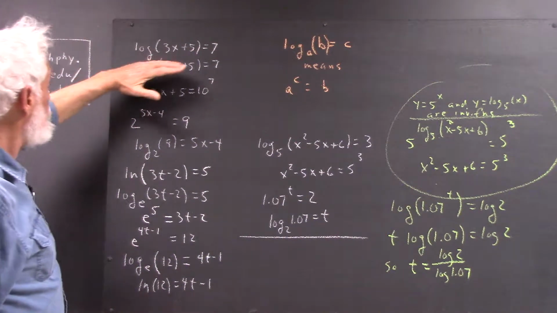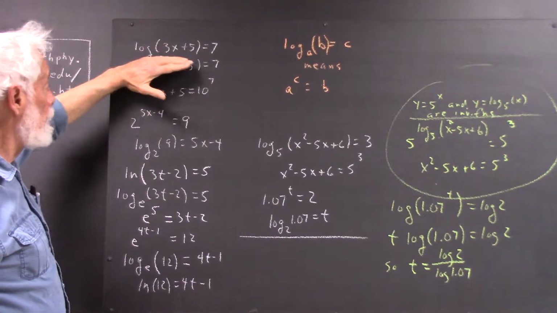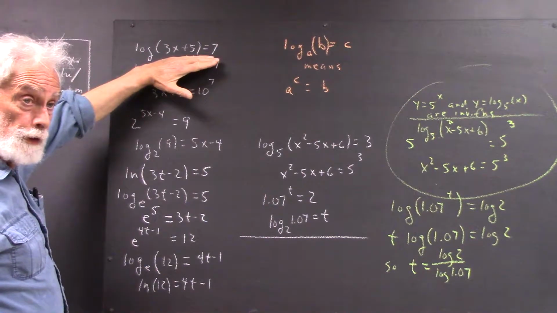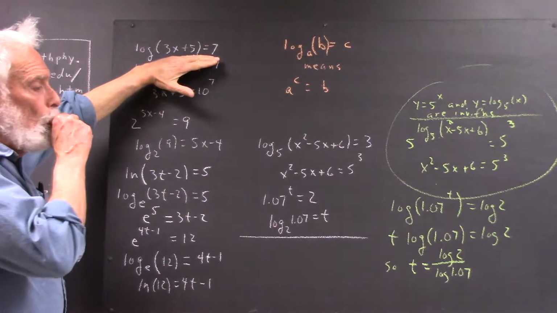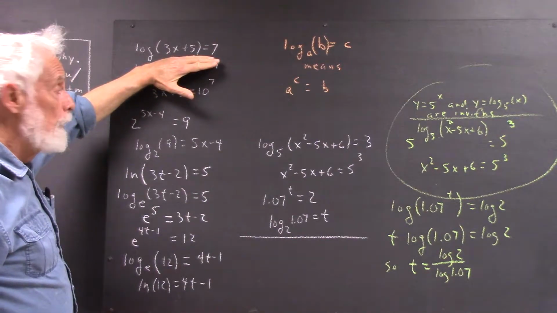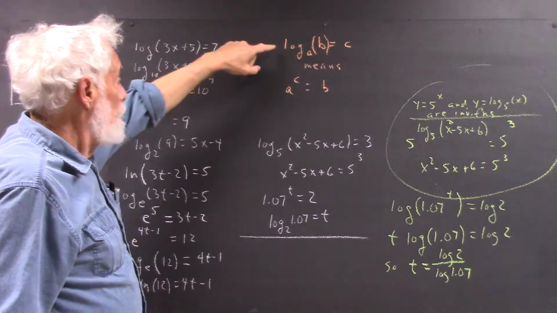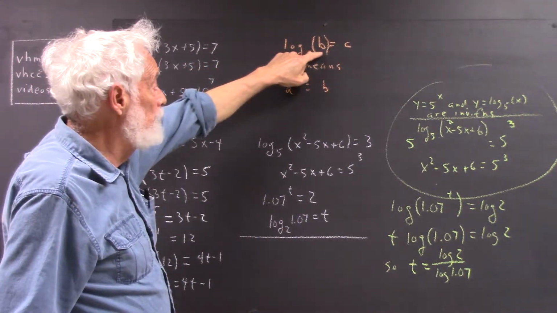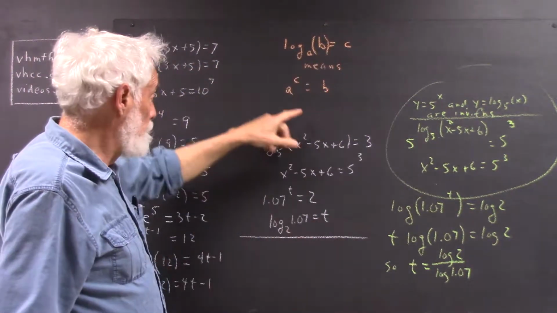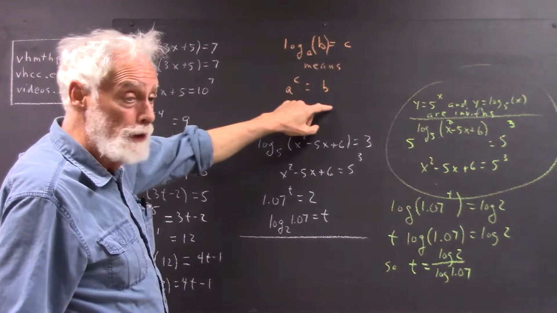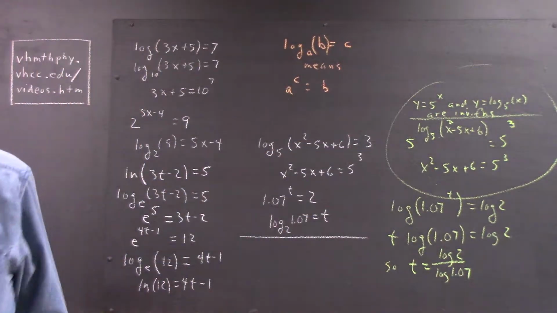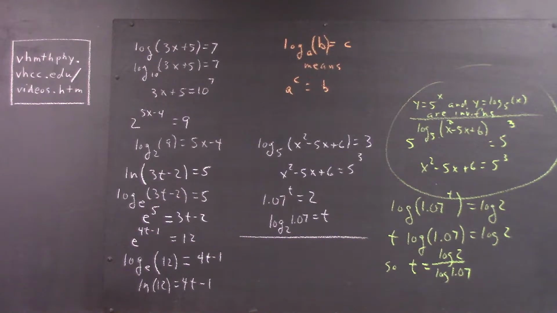So we have the equation log of 3x plus 5 equals 7, and we want to convert that to exponential form. Now we know that log base a of b equals c means the same thing as a to the c equals b. This is by the inverse function relation.